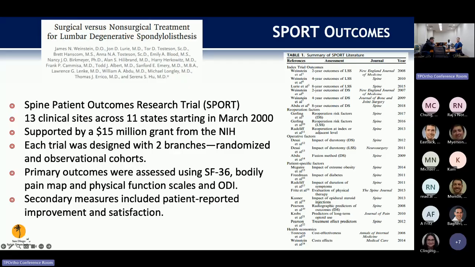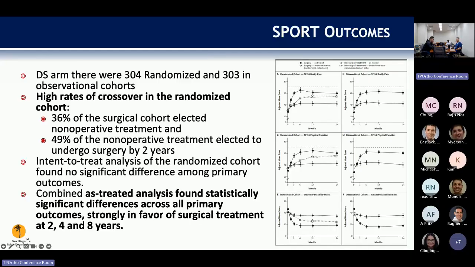They looked at primary outcomes with the SF-36, the bodily pain scale, physical function scales, and the ODI. And secondary measures they looked at were patient-reported outcomes and satisfaction. In the degenerative spondylolisthesis arm, there were 304 in the randomized side of things and 303 in the observational cohort.